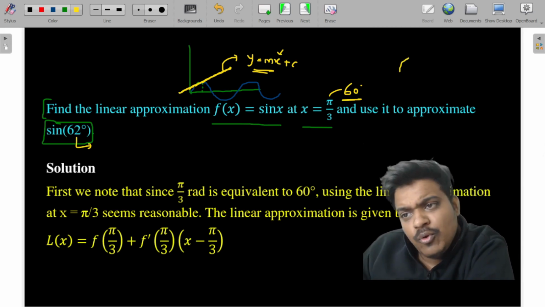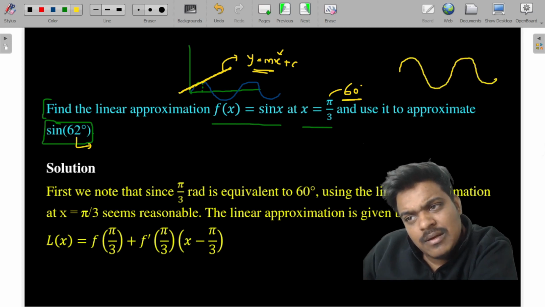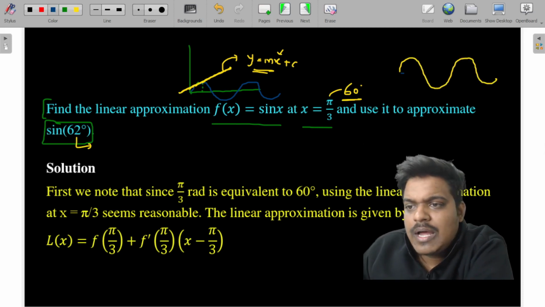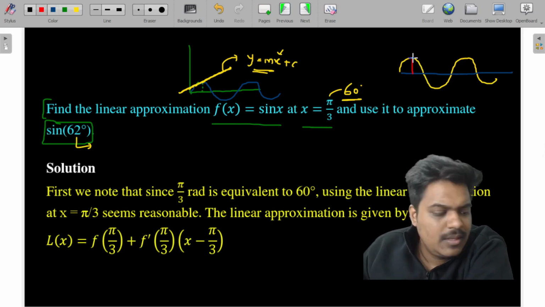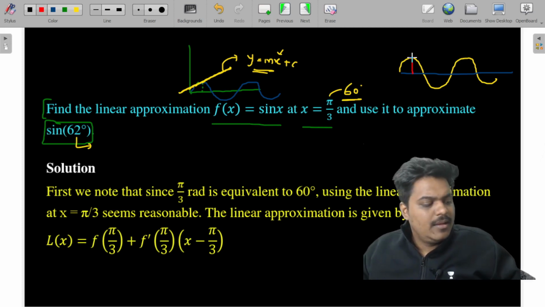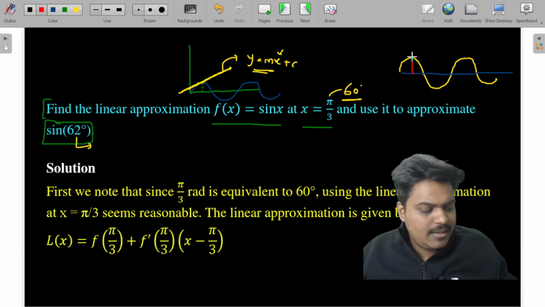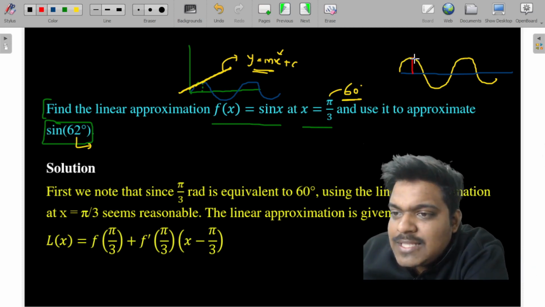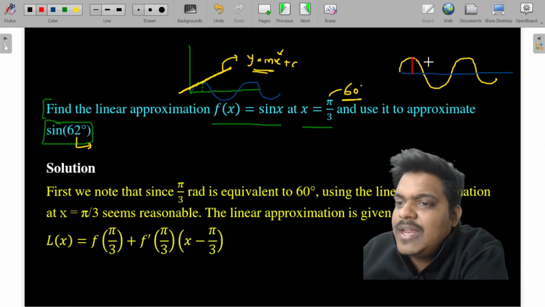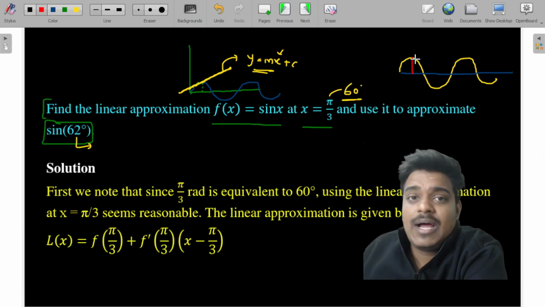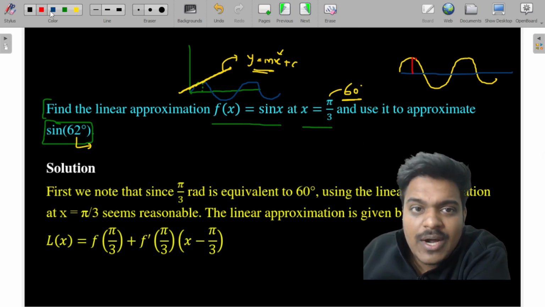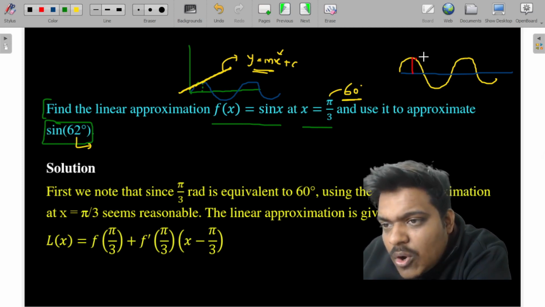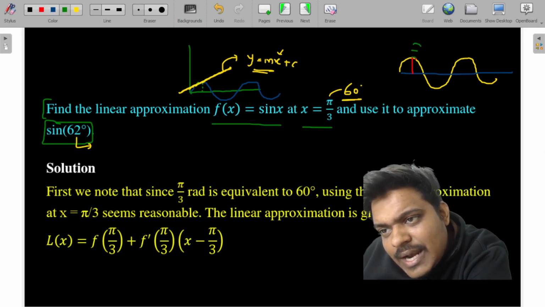Because if you draw a graph like this, and this is your point of 90 degree, now the next point of 91 degree will be somewhere here, but it is difficult for us to find the value because this is a curve. So what we are doing, we are not considering this as a curve, we are considering this as a straight line.